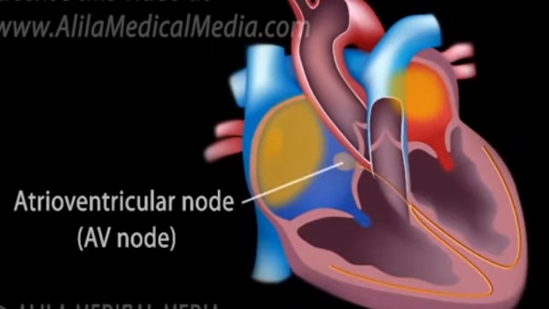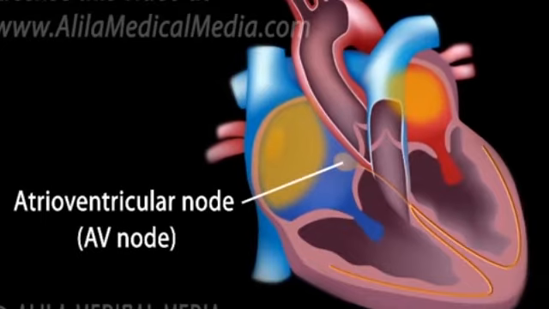The atrioventricular node, or AV node, is located on the other side of the right atrium, near the AV valve. The AV node serves as an electrical gateway to the ventricles. It delays the passage of electrical impulses to the ventricles. This delay is to ensure that the atria have ejected all the blood into the ventricles before the ventricles contract.